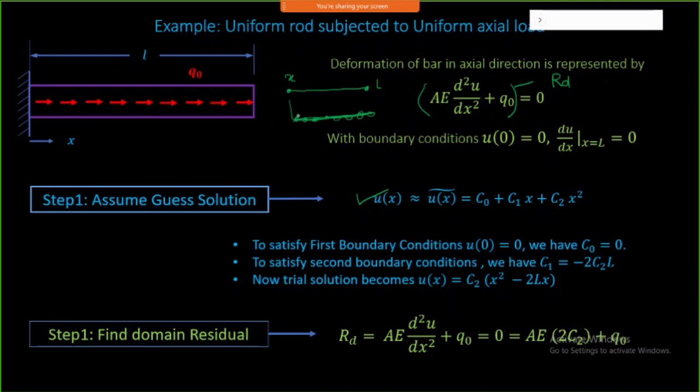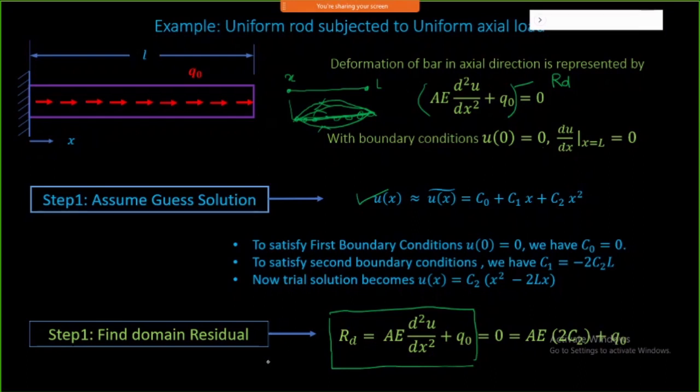So that domain residual may vary in this fashion, or in this fashion. This should not happen, and that's what your domain residual should satisfy. This domain residual should be zero at each and every point in the domain. That is the reason we need to bring all the terms of the differential equation on one side and bring zero on the other side, and substitute into this.